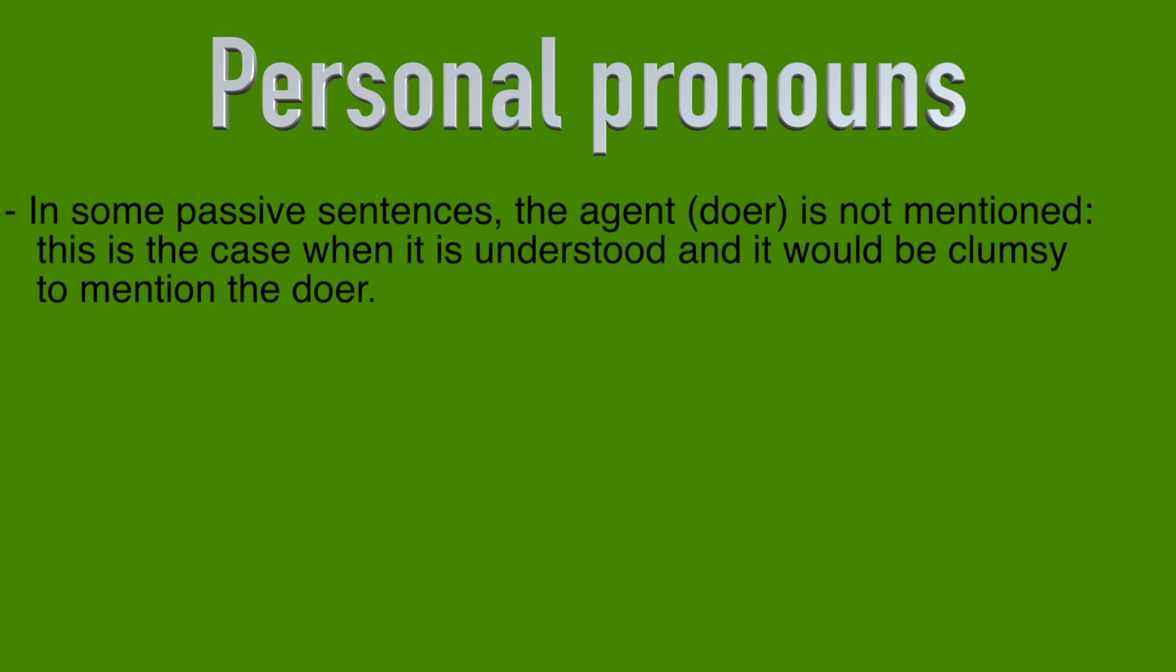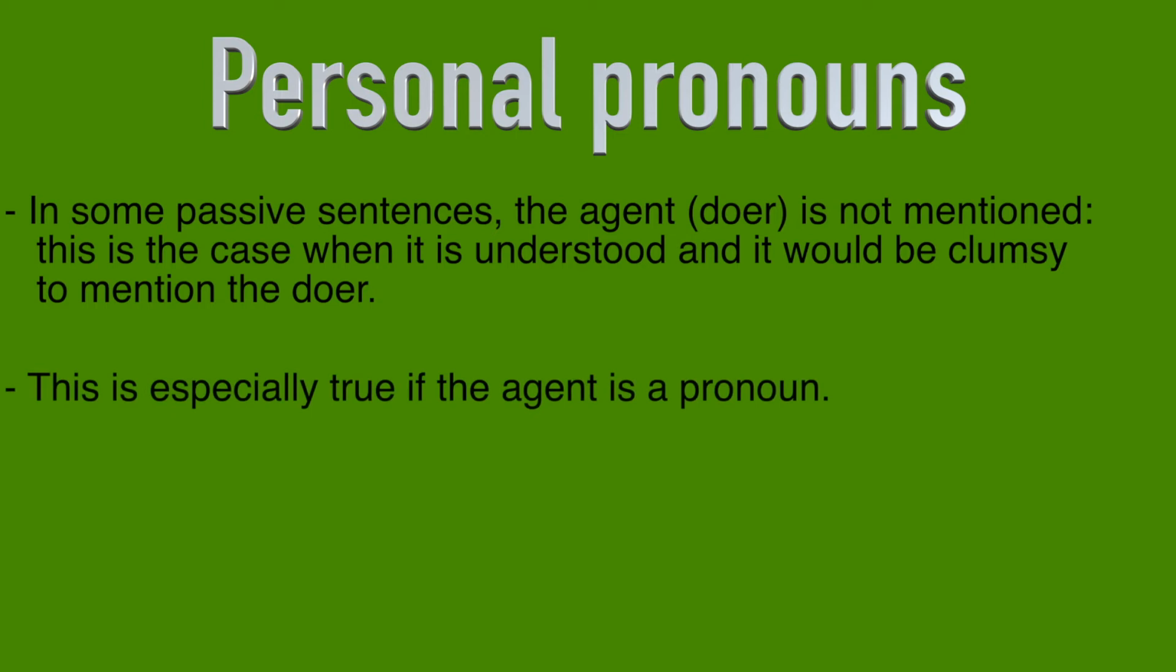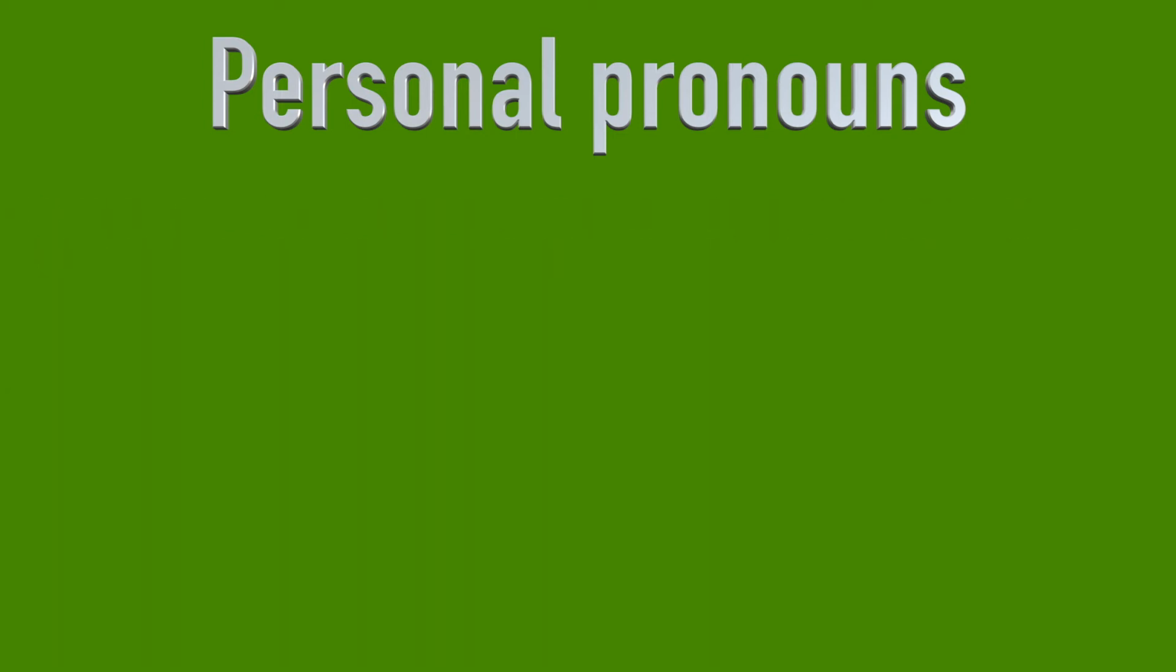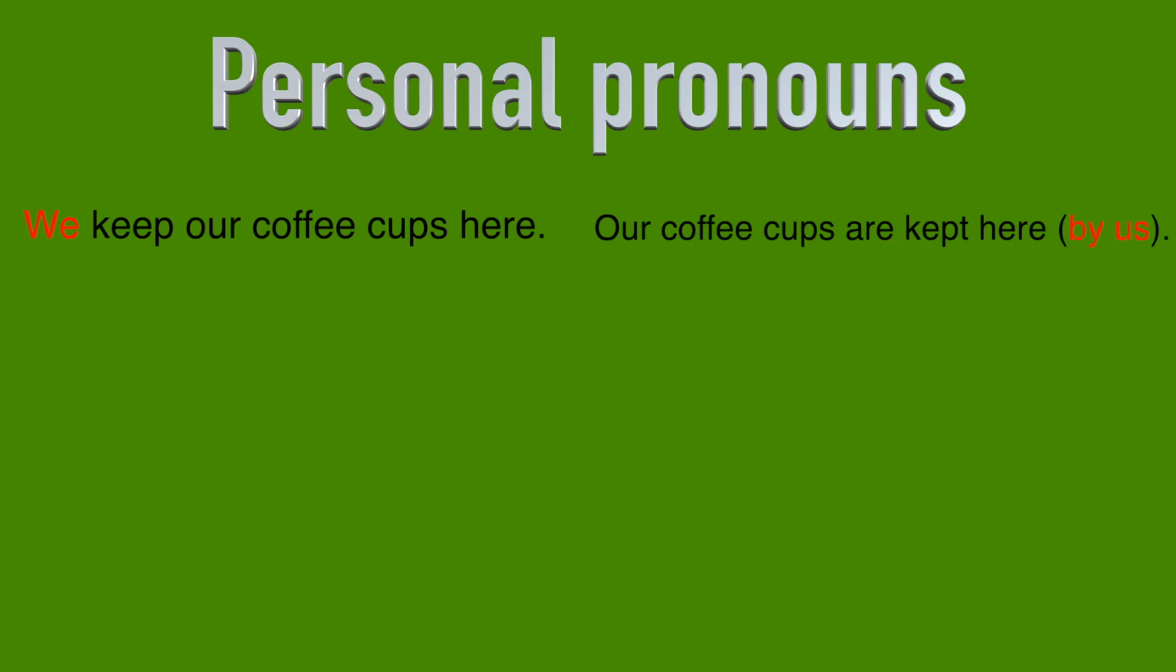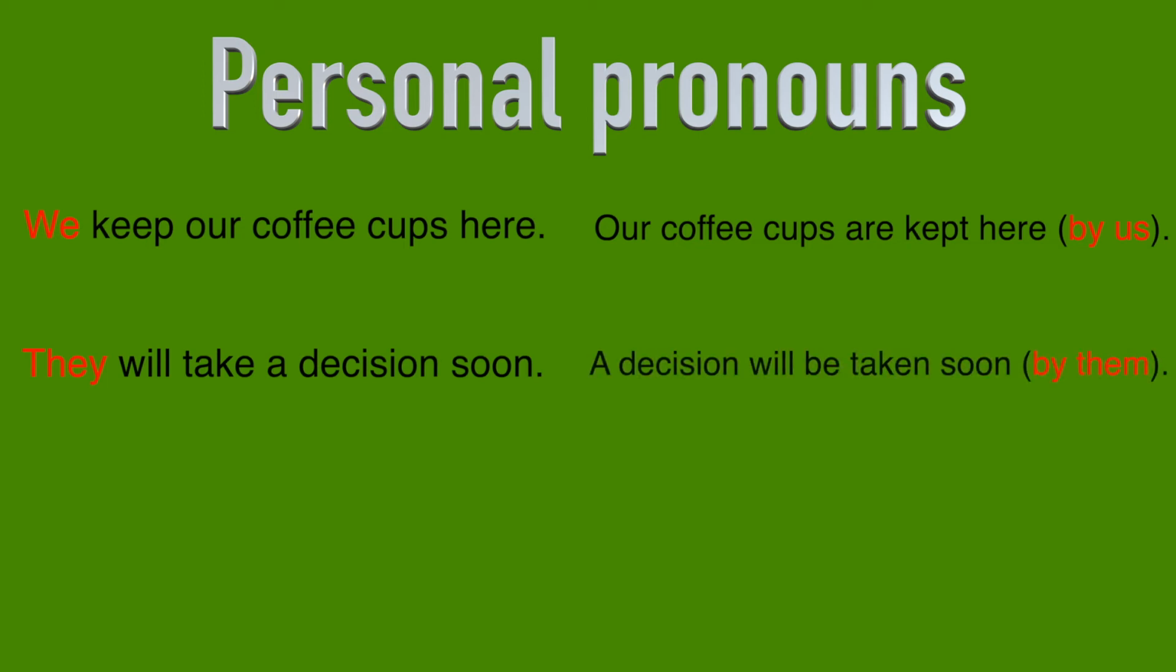In some passive sentences, the agent, the doer, is not mentioned. This is the case when it is understood and it would be clumsy to mention the doer. This is especially true if the agent is a pronoun. Here are examples. We keep our coffee cups here. Our coffee cups are kept here by us. They will take a decision soon. A decision will be taken soon by them.